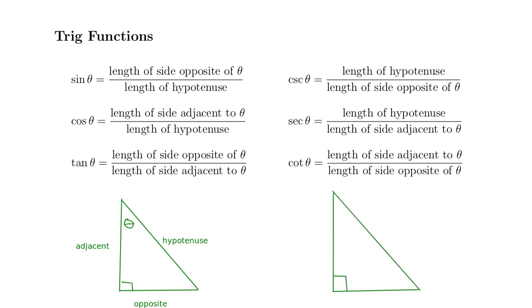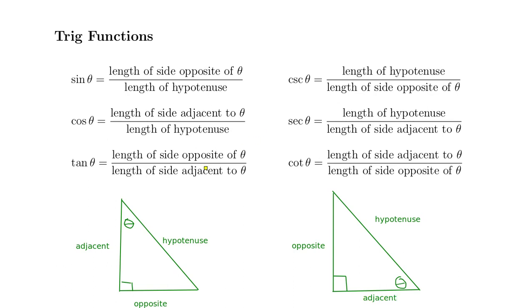Right angle here. But now I'm going to go ahead and put theta over in this corner. Our hypotenuse is still right here. But now you'll notice this side is the opposite side, and this side is the adjacent side. So the orientation of these is really going to be based on where we draw our angle.